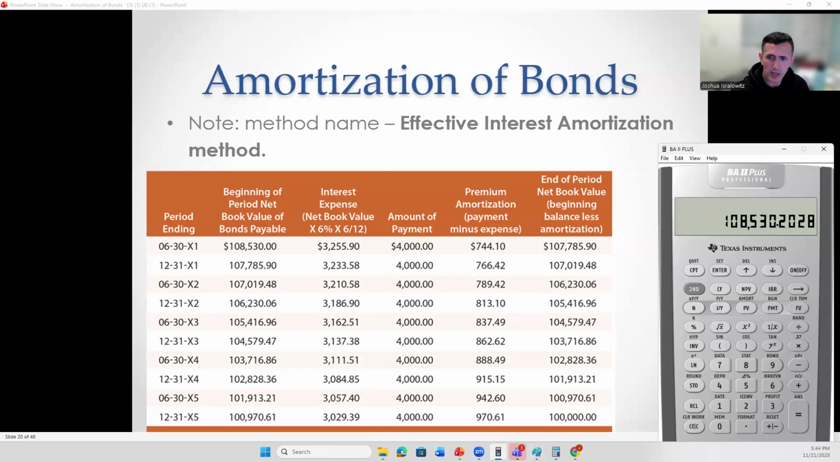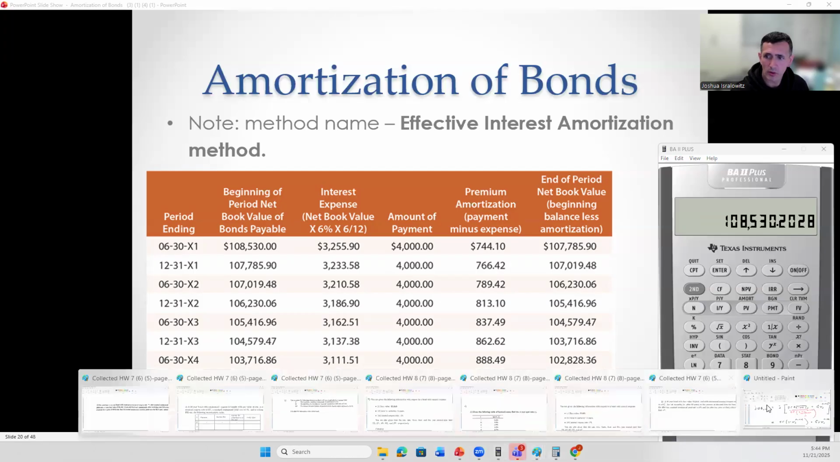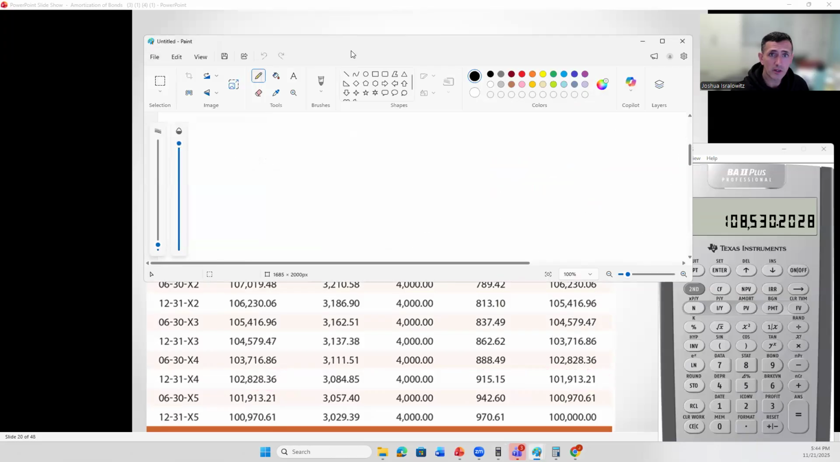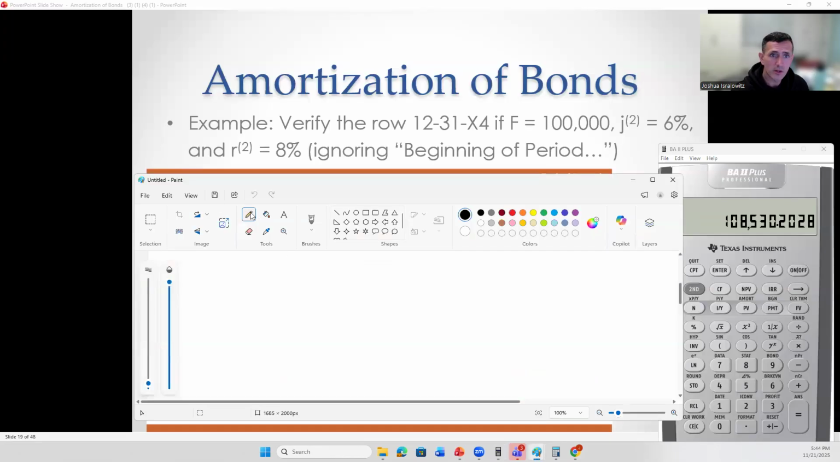Anyway, let's just plug into our formulas. Try to do this quickly. So 100,000 redemption value. As I said before, r is 0.04, so coupons is 1,000.